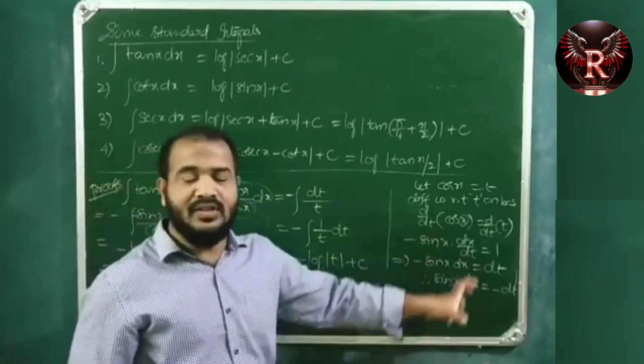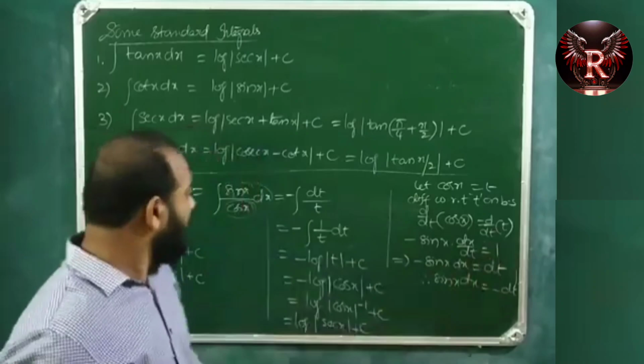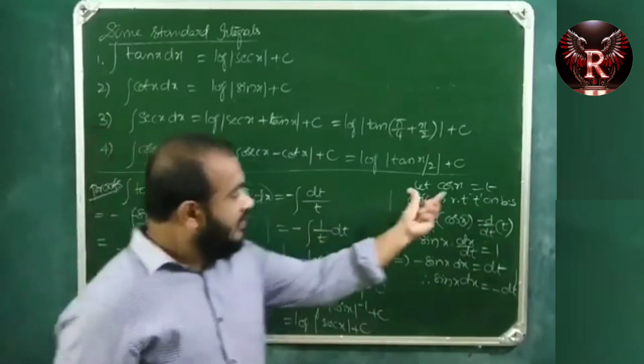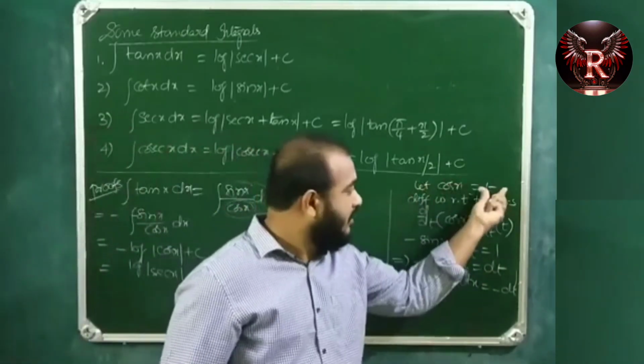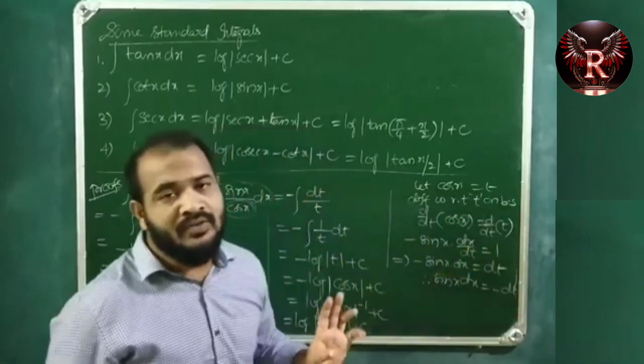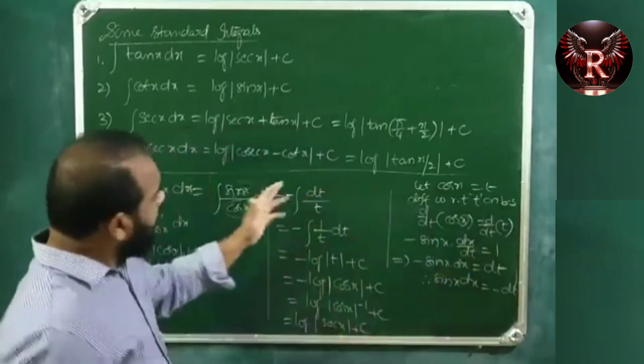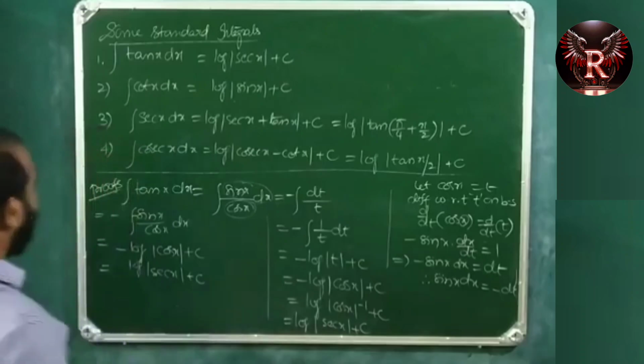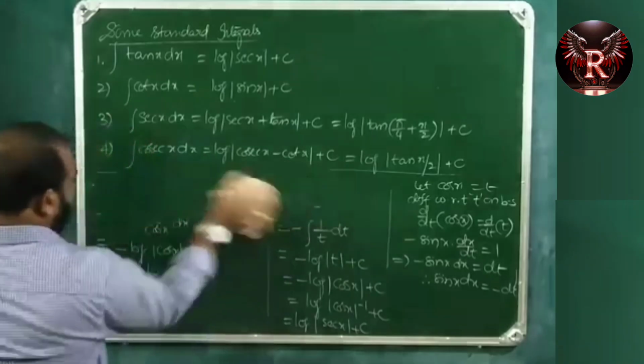That is why it is said to be the substitution method, because this cos x we have substituted by another variable t. That is why this method is said to be the substitution method.